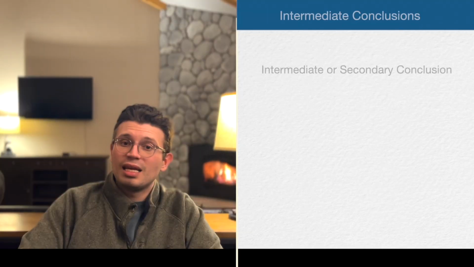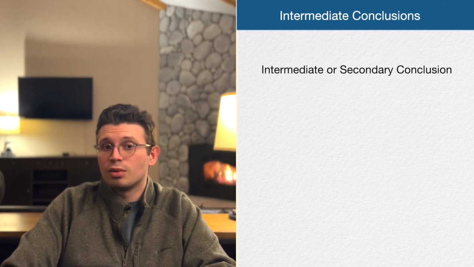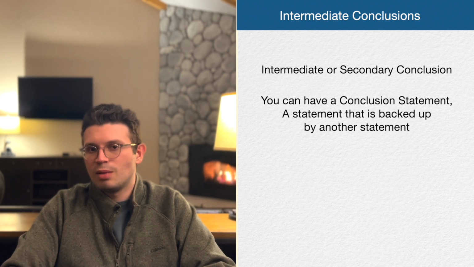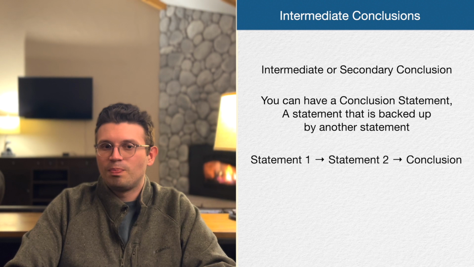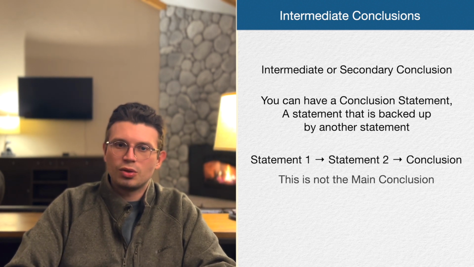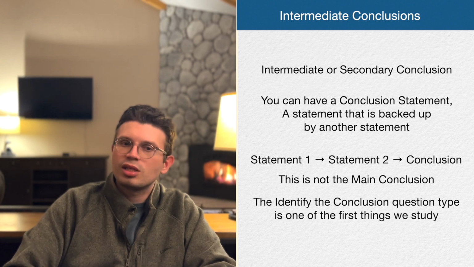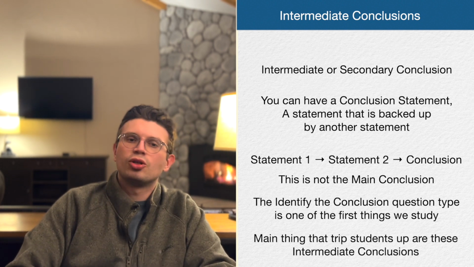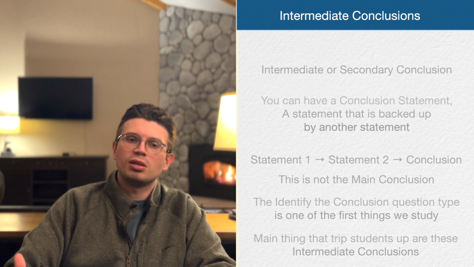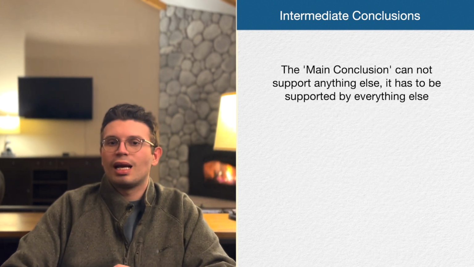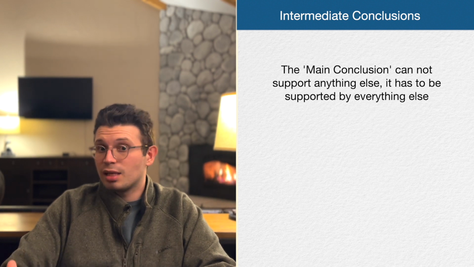Which introduces us to the idea of an intermediate or a secondary conclusion. You can have a conclusive statement, a statement that is backed up by another statement but also supports something else, such as in this little diagram I have here. That is not the main conclusion. Identifying the main conclusion is one of the first question types we study. One of the main things that trip students up are these intermediate conclusions. The main conclusion cannot support anything else. It has to be supported by everything else.